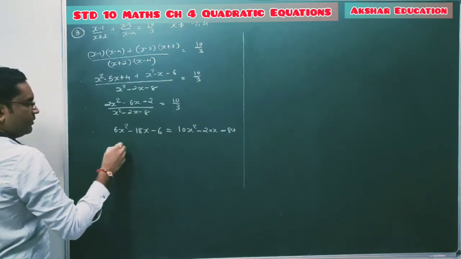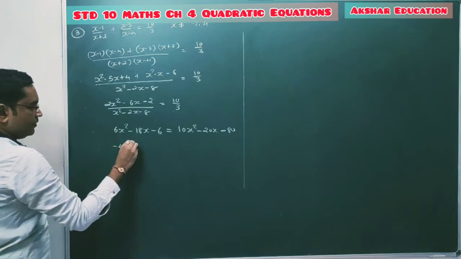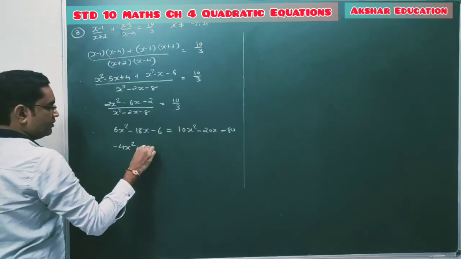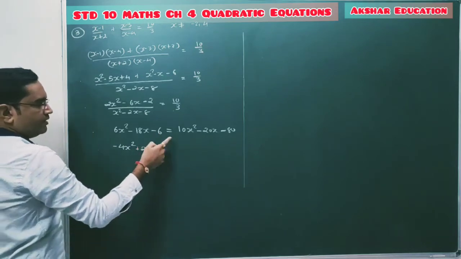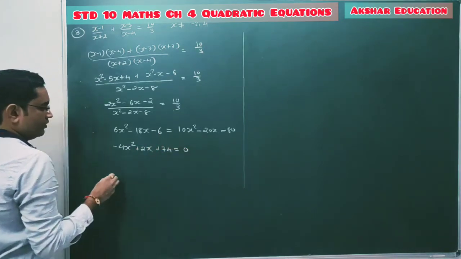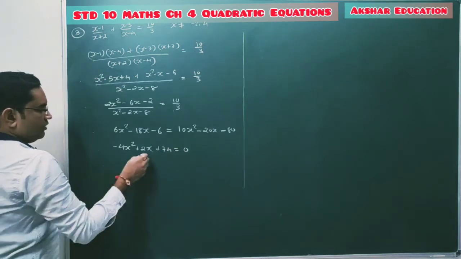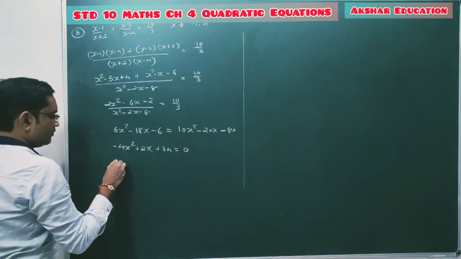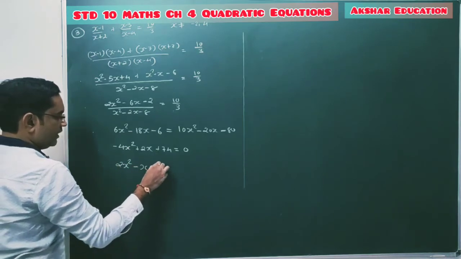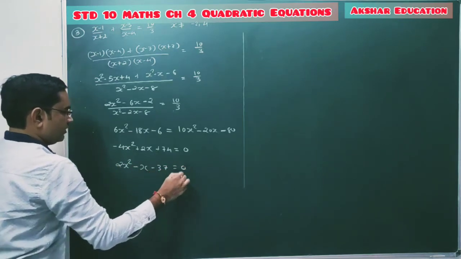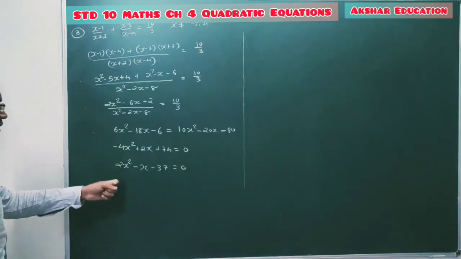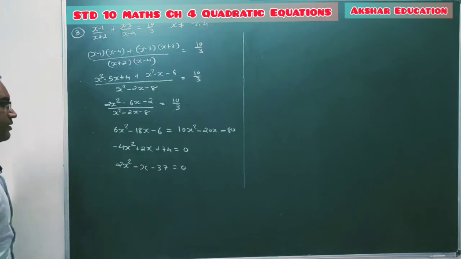So it's 6x square minus 10x square, that is minus 4x square; minus 18x plus 20x, so plus 2x; minus 6 plus 80, so plus 74, equal to 0. Take minus 2 common. So it will be 2x square minus x minus 37 equal to 0. Minus 2 times minus 4 is plus, minus 2 times plus 2x is minus x, and plus.